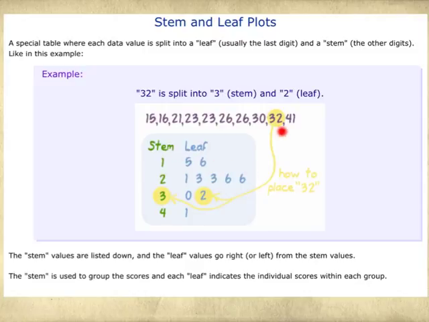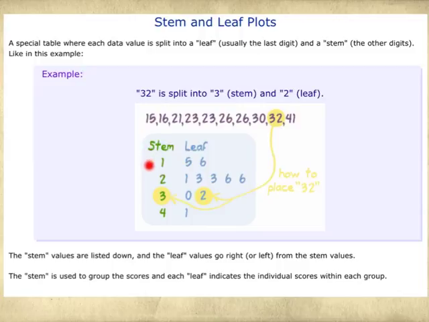So you can see in the example 32, I've put the 3, the tens digit, as the stem, and the 2 in the leaf area. The reason we make stem and leaf charts is because it makes it really easy to see at a glance where most of the numbers are centered. So for example, here you can see that most of my data falls in the 20 range.